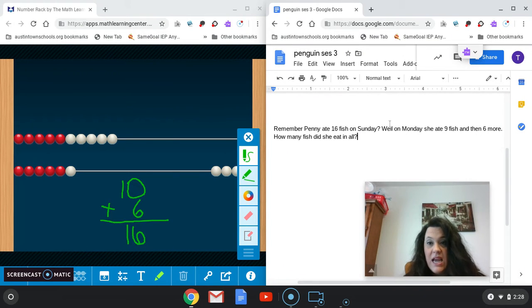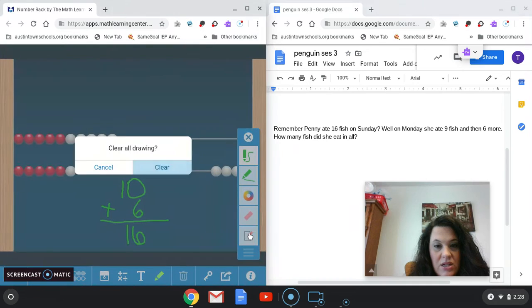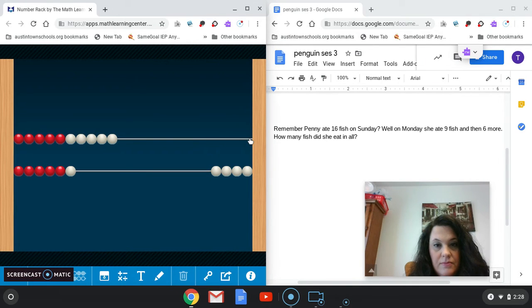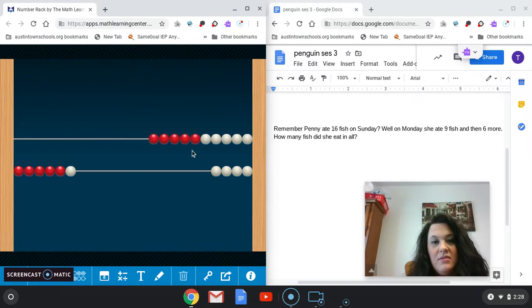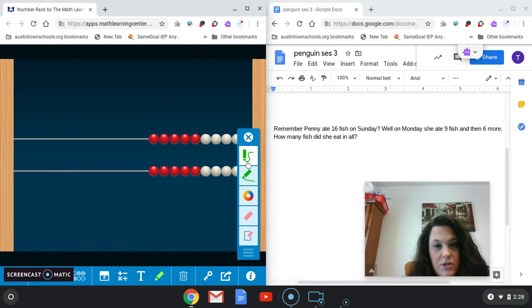On Monday, she only ate 9 fish for breakfast and then 6 more. How many fish did she eat in all? Well, friends, 9 plus 6. I just solved 10 plus 6, and that was pretty easy because I counted 10 and then added 6 more. But this time we have 9 plus 6. So let me reset this again and push this all back. Let me write that first: 9 plus 6.